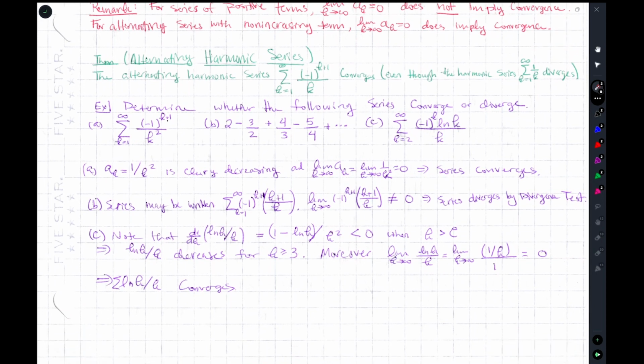So let's look at a concrete example. Determine whether the following series converge or diverge. Okay, and so we have these different series. So let's tackle A. We have negative 1 to the k plus 1 over k squared.